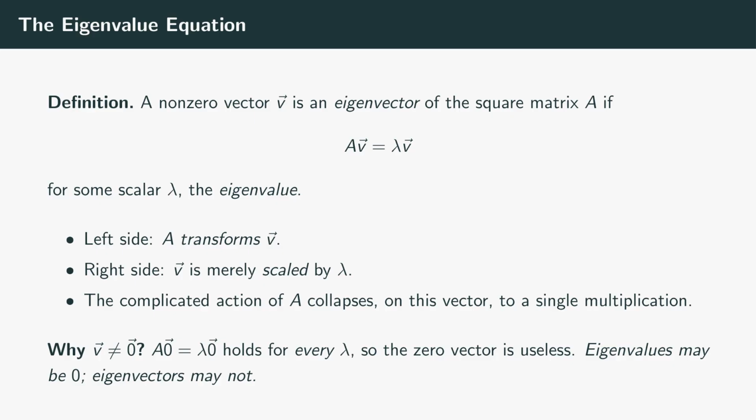One technical condition, the eigenvector must be non-zero. Why? Because if you allowed the zero vector, the equation A times 0 equals lambda times 0 would hold for every possible lambda. It tells you nothing. So we ban the zero vector as an eigenvector. But be careful, the eigenvalue lambda itself is perfectly allowed to be 0. A zero eigenvalue means the matrix crushes that direction down to nothing, which is genuinely informative.